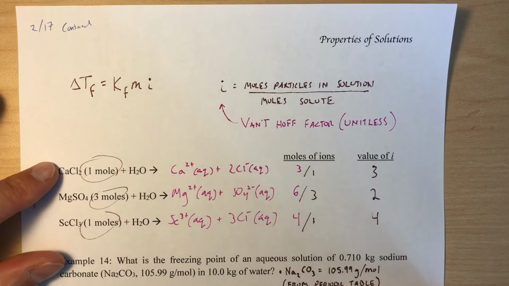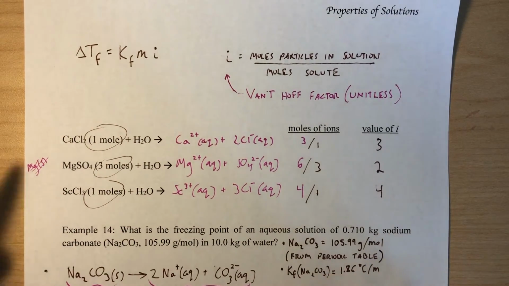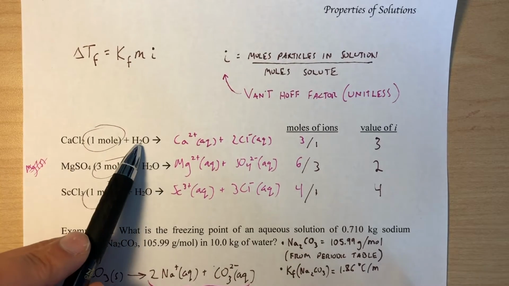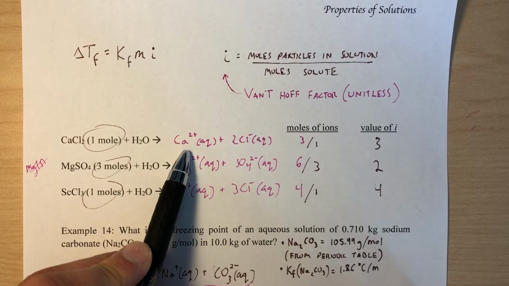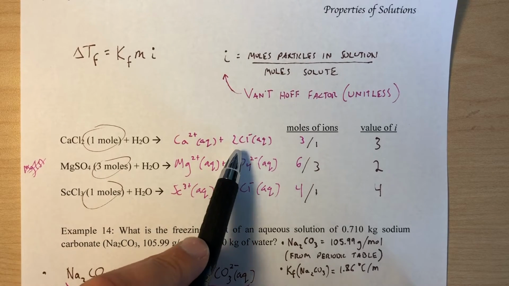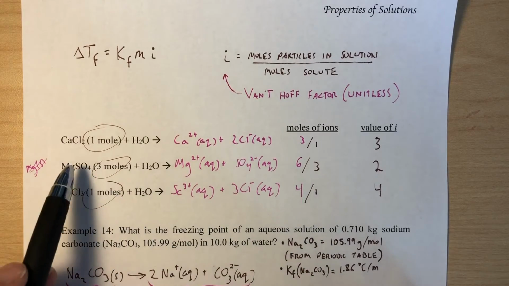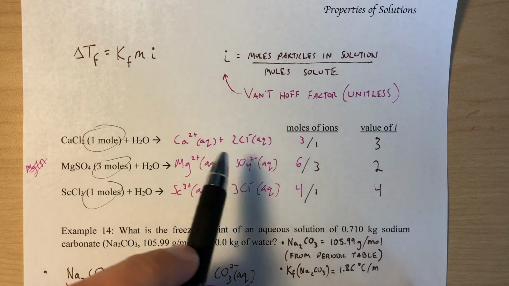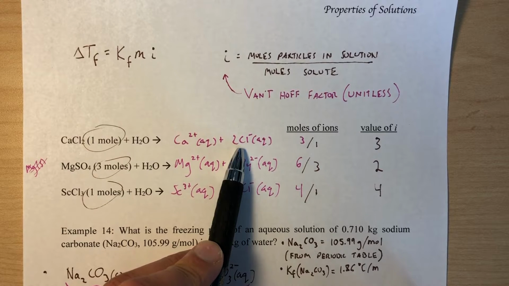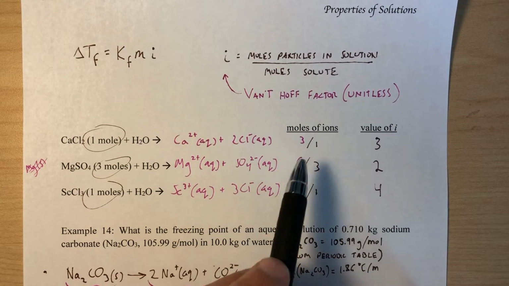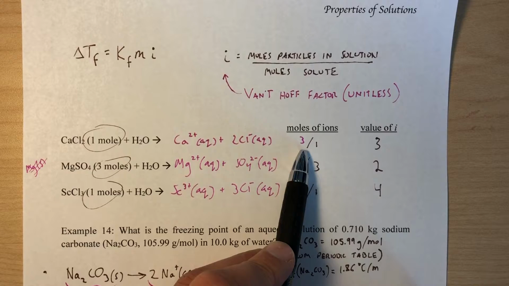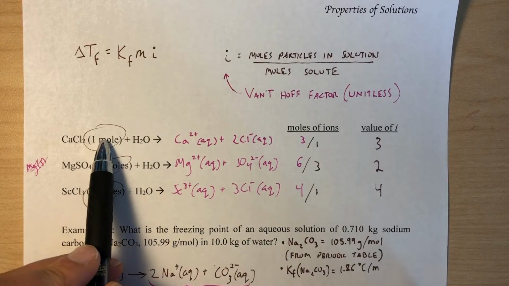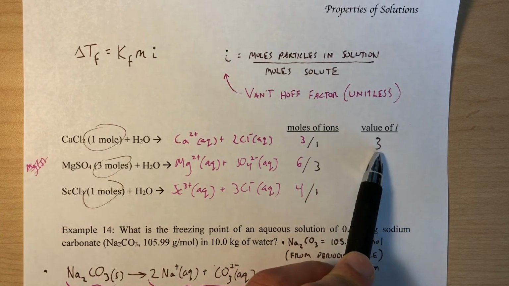So let's look at a few examples of how to determine that. If we had calcium chloride and we had 1 mole and dissolved it in water, we would get calcium 2+ ion aqueous and 2 equivalents of chloride aqueous. The 2 chlorines that are attached to calcium are actually 1- chlorides, and they separate from the metal and dissolve into solution. So we are left with 3 moles of ions, 1, 2, 3.